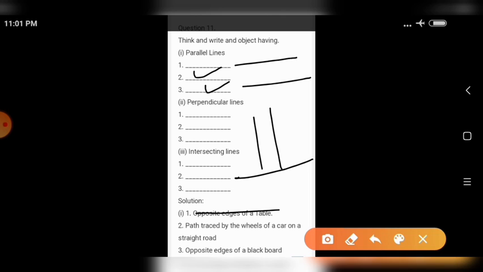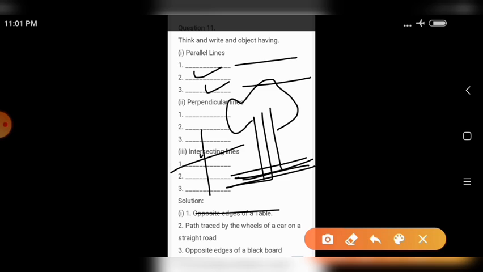This is a tree, and this is the land. This is perpendicular. And intersecting lines: four roads. This is four roads, so this is an intersecting line. Opposite edges of a blackboard. These are all the first one, parallel line examples. And then the second one, perpendicular, your choice, right? And then intersecting, this is the four roads.